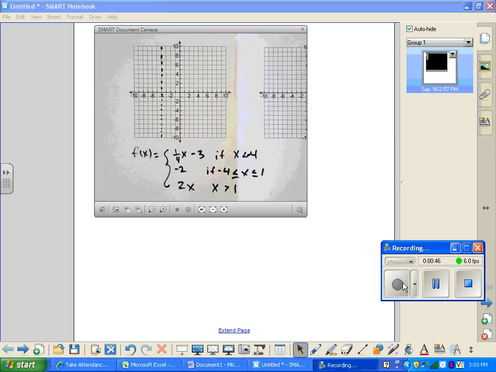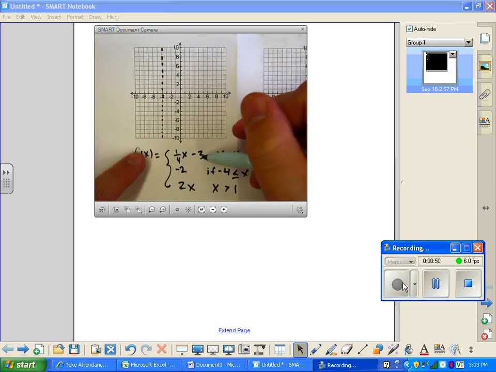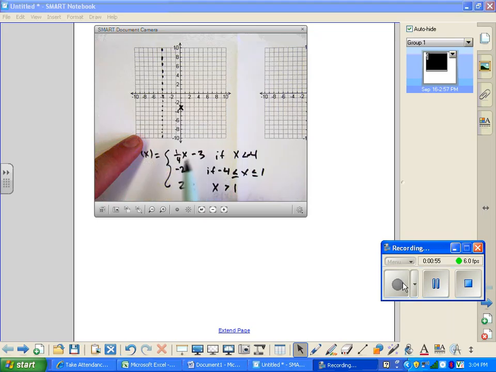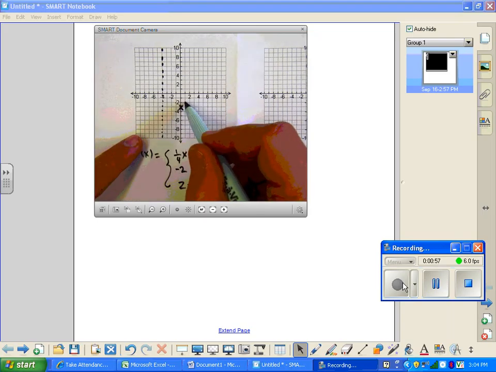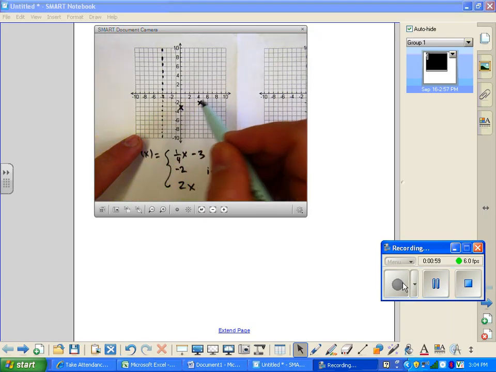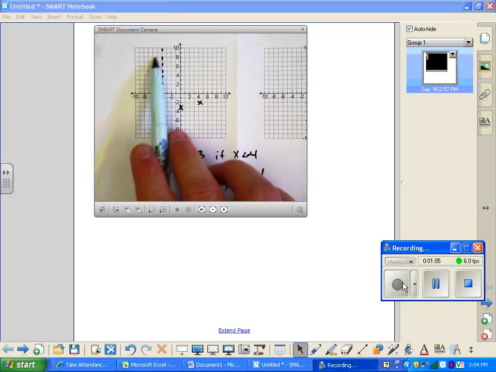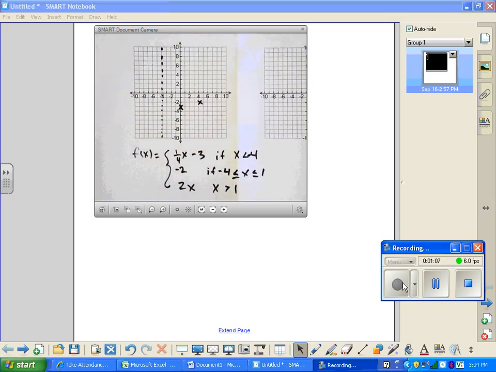That's going to start us off at a y-intercept of negative 3. So we're going to have a 3. And then we're going to rise 1 and then run 4. But there again, I'm only going to draw that line where x is less than negative 4, which would be over here in this area. That's to the left of negative 4.